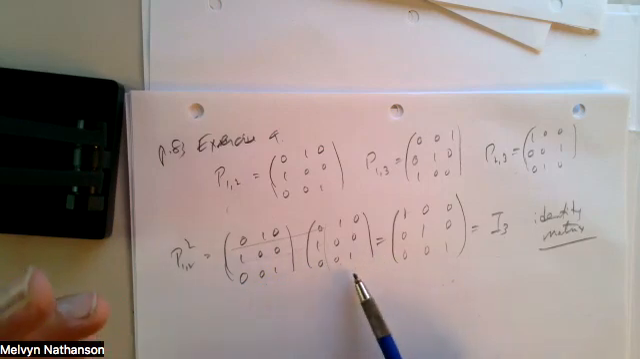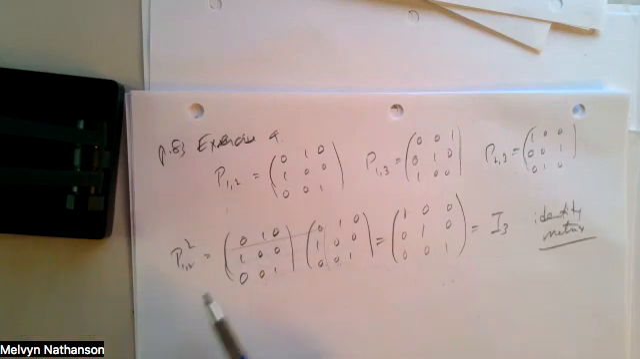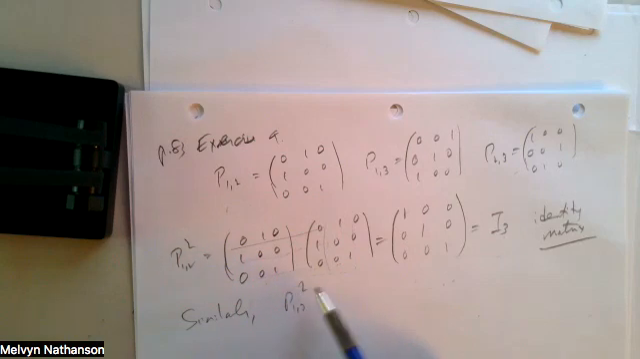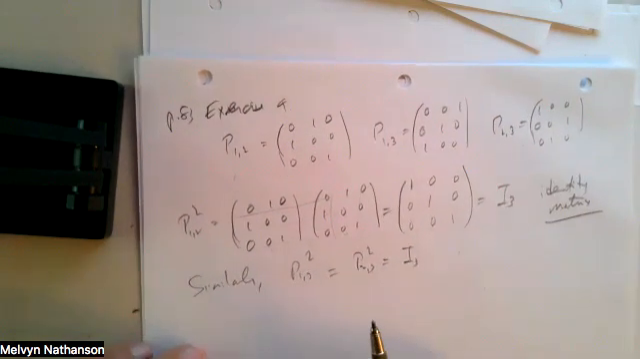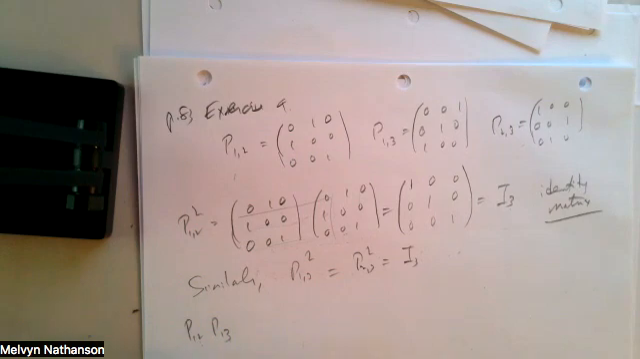And again, similarly, I don't have to do it: if I take P13 and square it, or P23 and square it, in those cases, I also get the identity. All right. What about P12 times P13? I want to show two matrices are different, so I have to calculate them. I have to calculate P12, P13, and P13, P12.